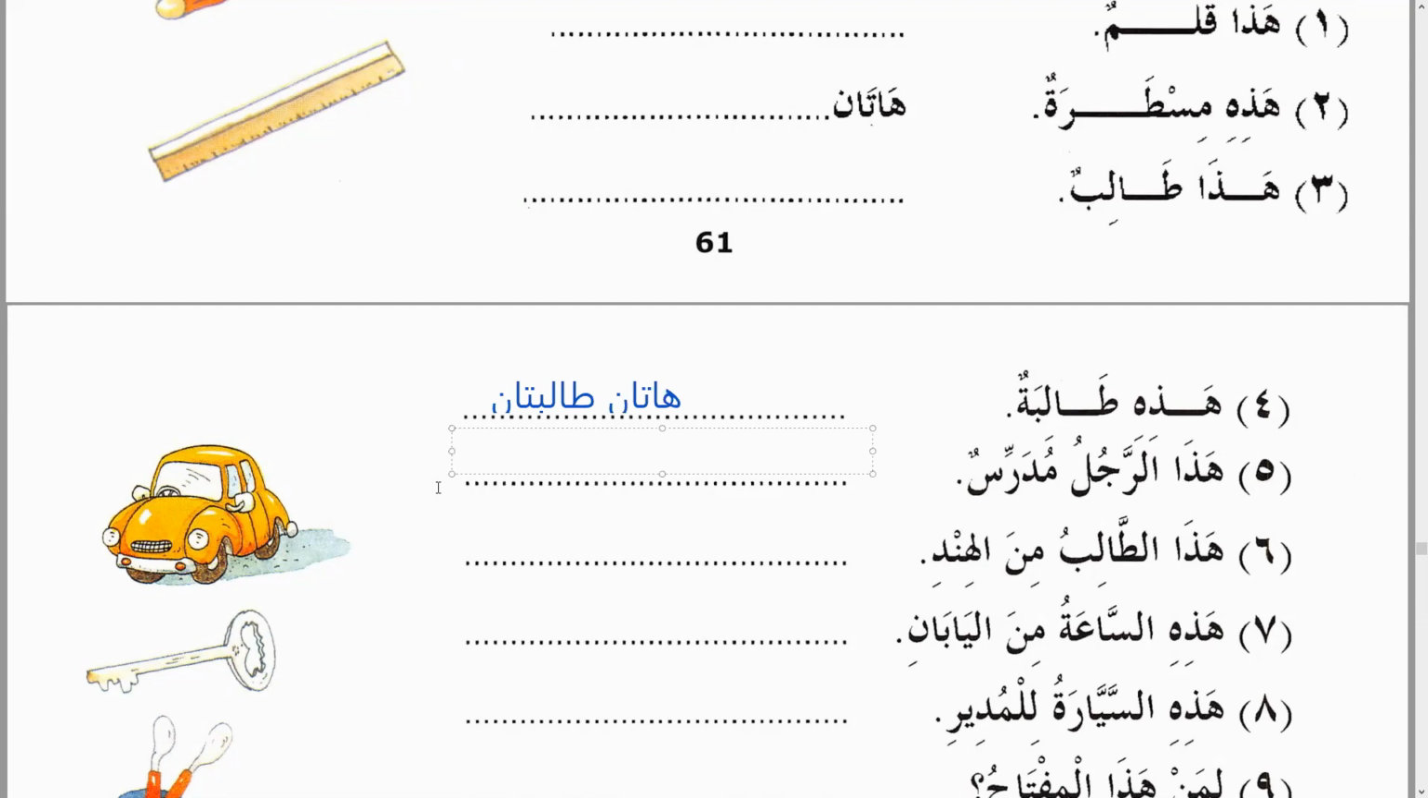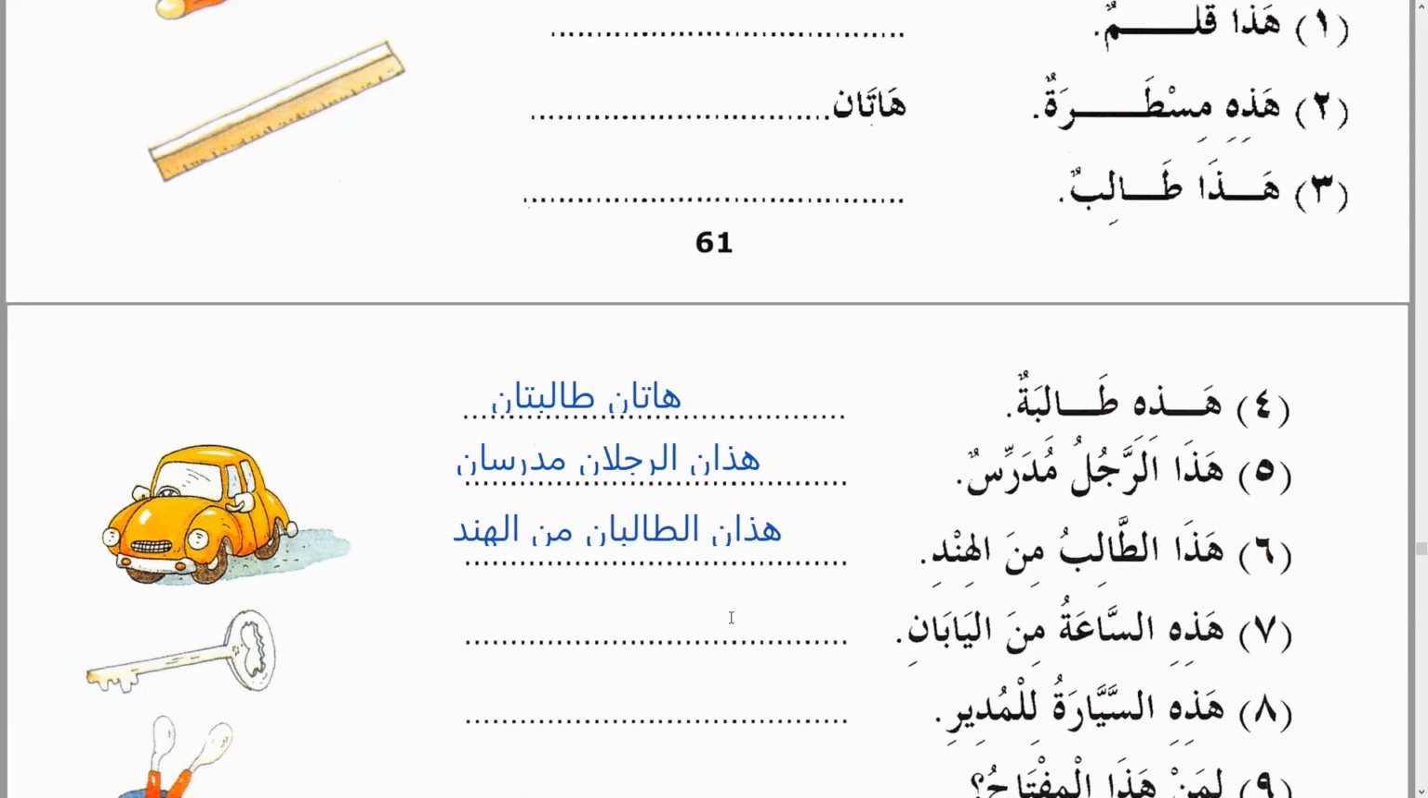Hada, the dual is hadani. Ar-rajul, rajulani. Hadani rajulani mudarrisani. See, all are like duals. هذان الرجلان مدرسان. هذا الطالب من الهند. This student is from India. So you have to say these two students: هذان طالبان من الهند. No, Hind will remain the same, because we don't have two Indias.